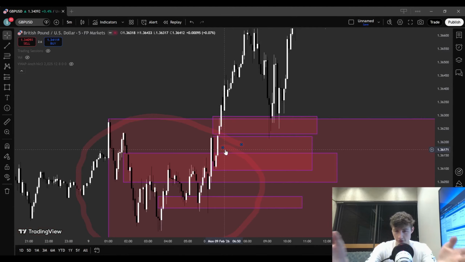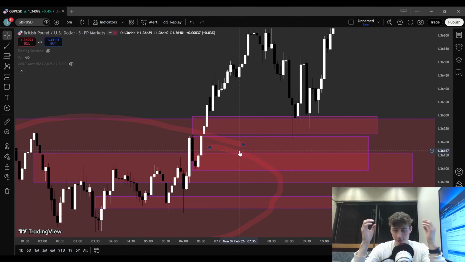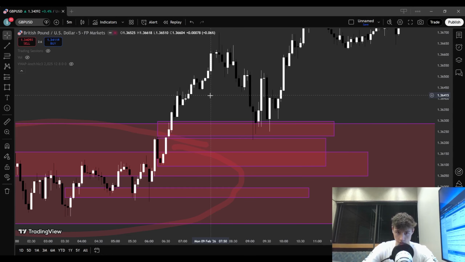And so I know it just looks like I have a bunch of boxes all over the place, and honestly, you don't really want it to look like this. You want it to be more clean, but I'm just highlighting all this stuff so you guys can see. But you can stack in these confluences. You see it enter our 4 hour bullish order block, our 15 minute bullish fair value gap, and then our 5 minute bullish order block as well.